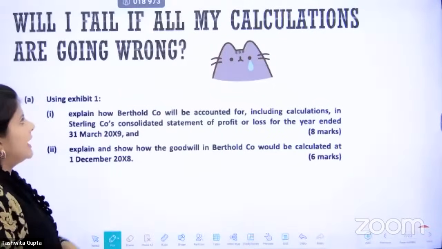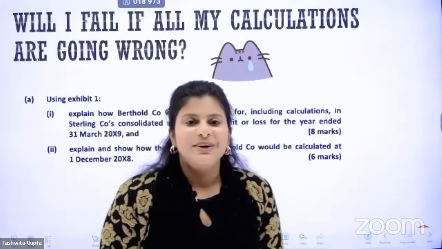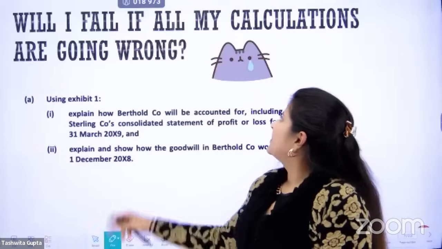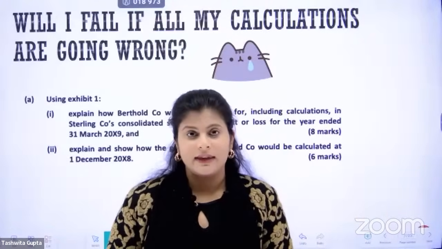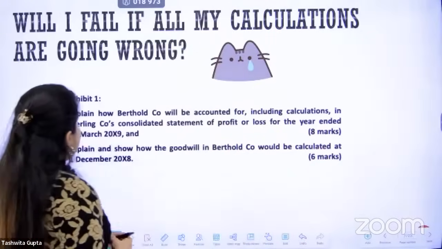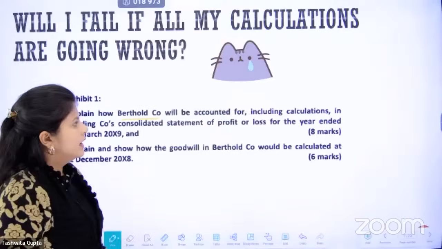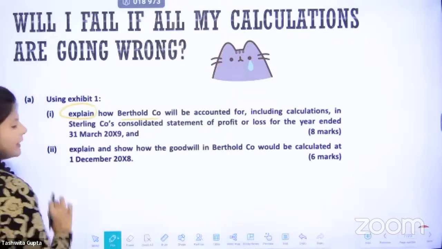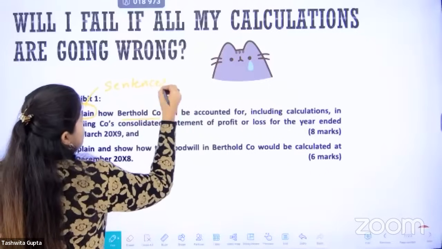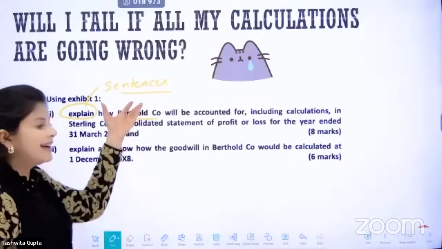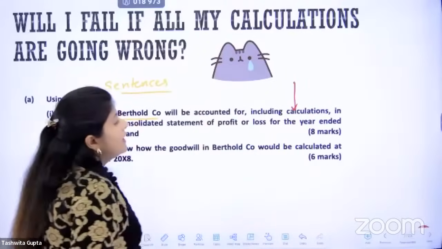Will I fail if my calculations are going wrong? So, some students, they don't believe me as it is. So I have to give them some proofs. So here they are saying that if, ma'am, I am not good in calculations, will I be able to pass? See this question. Explain how Berthold company will be accounted for. So they are asking you to explain. Explain, always you do in sentences. If I ask you to explain a concept, will you start using a calculator? Sentences, explanation, including calculation. So calculation is a secondary thing here.